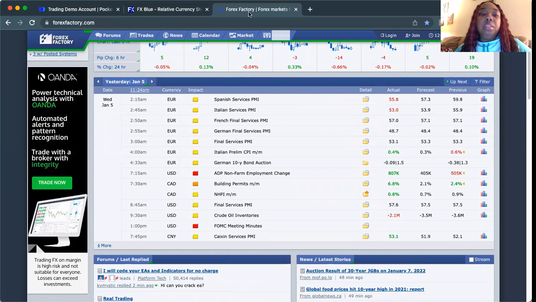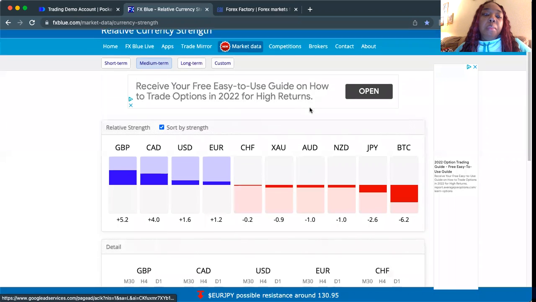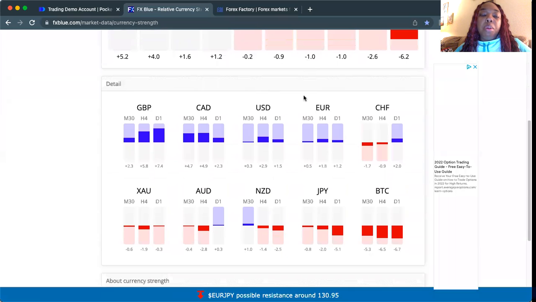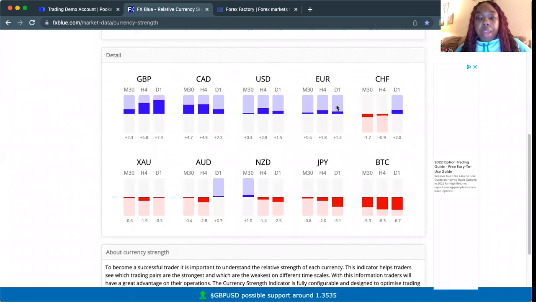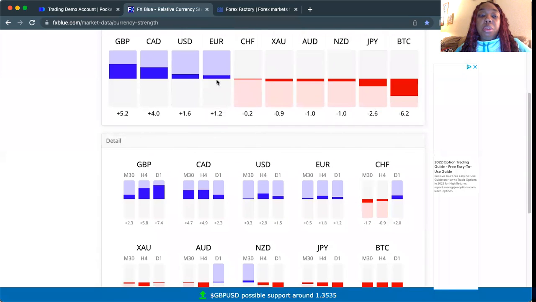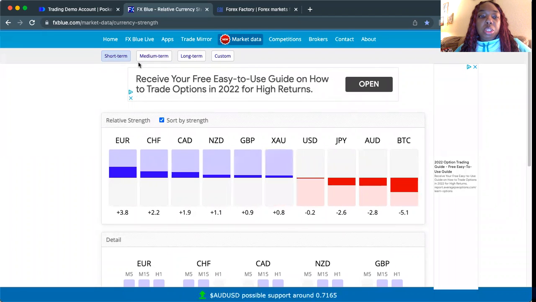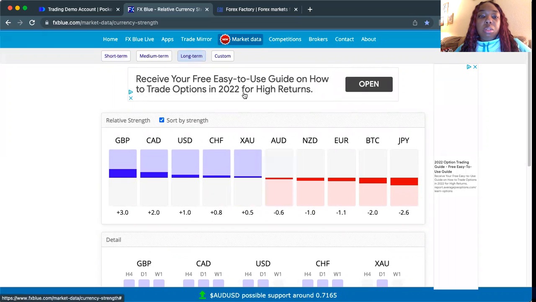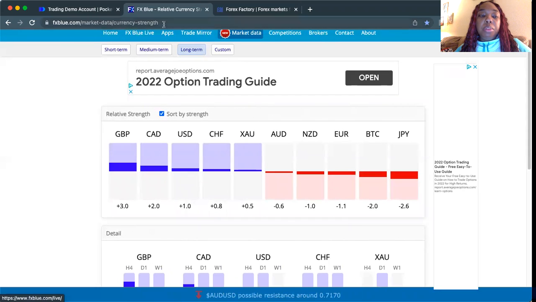So just keep that in the back of your mind, but at the same time, you can bookmark this to have. All right, so this is a site I use. It's called fxblue, and you can check currency strength on Forex pairs, even on crypto, on BTC. You can check the strength of these pairs. This is at mid-term, short term, long term.